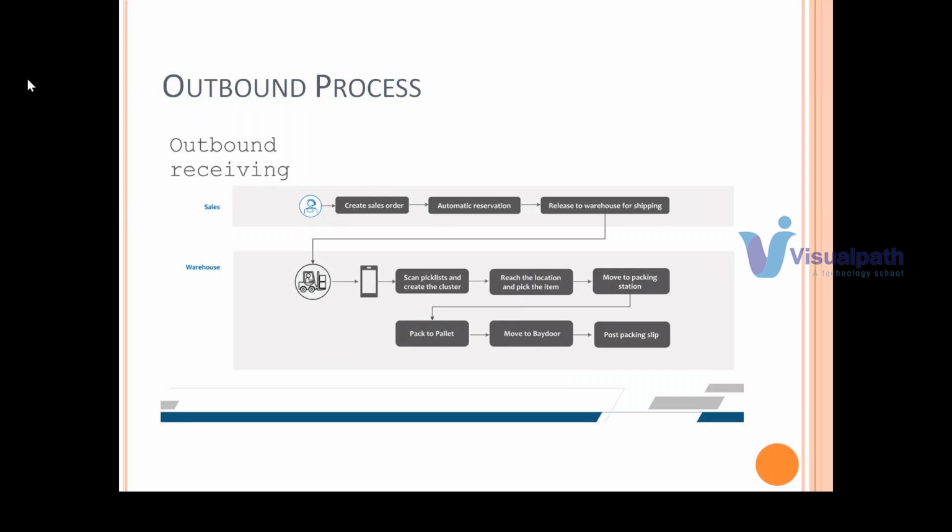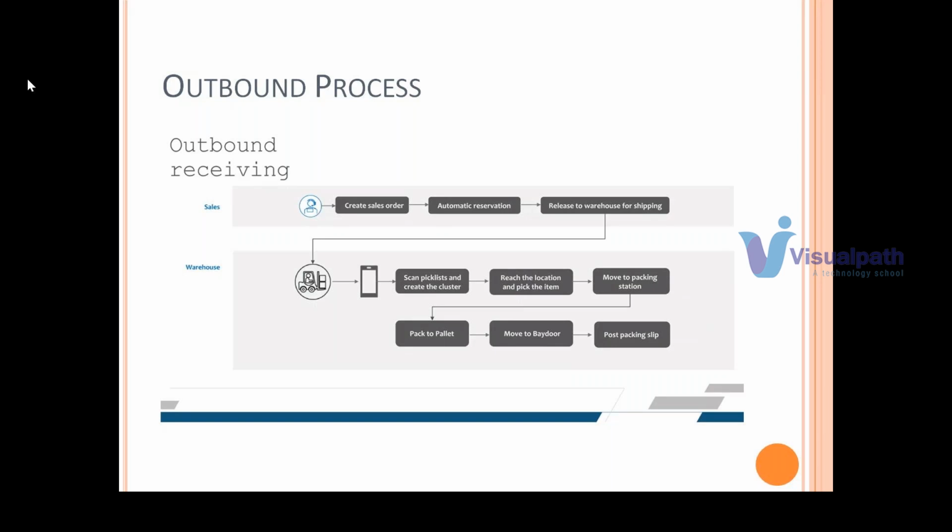There we can start to move it to some containerization, where we can just put the products or bulk items into the container, and we can perform the shipment process to the customer here. So once that is done, we can do the packing slip and post the invoice. So this is how the outbound receiving will work.